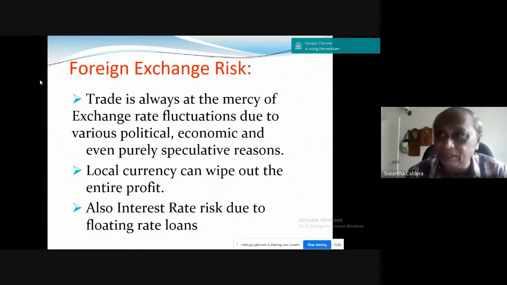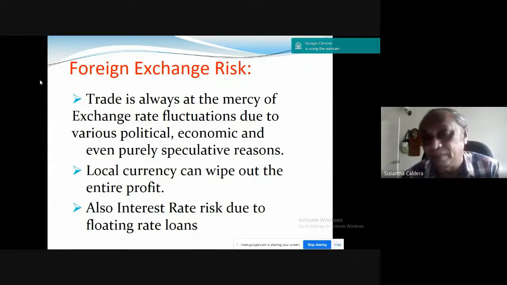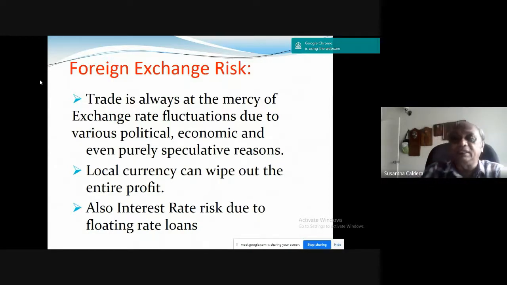It is overpriced. Even though it's overpriced, what can he do? He has paid for it, so he has to sell at a loss. Right? Local currency depreciation can wipe out the entire profit. Whatever the profit can be, it is wiped out because of the exchange rate, foreign exchange risk.